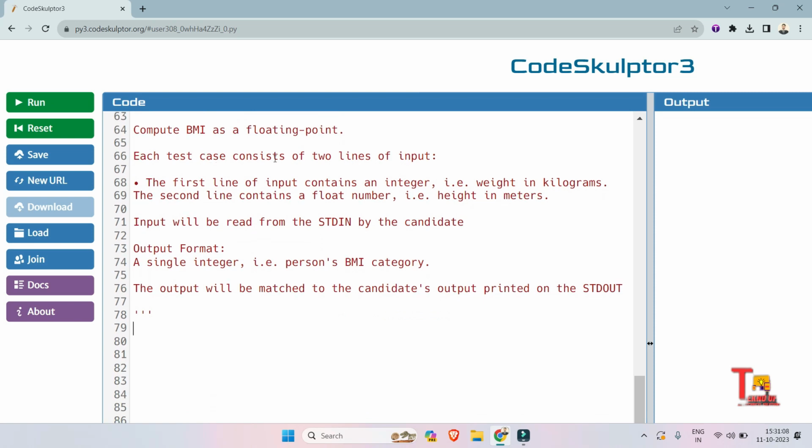and each test case consists of two lines of input. The first line of input contains an integer, that is weight in kilograms, and the second line contains a float number, that is height in meters. So input will be read from STDIN by the candidate. Output format is given below, that is a single integer, that is person's BMI category. This is a very easy coding question. I think you can solve the problem because it can be solved by the very beginners in coding, right?